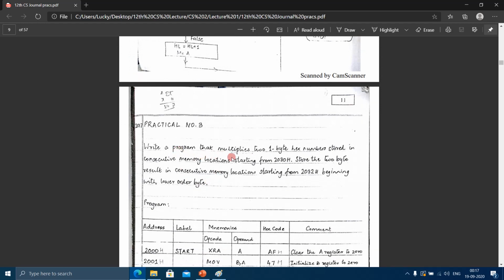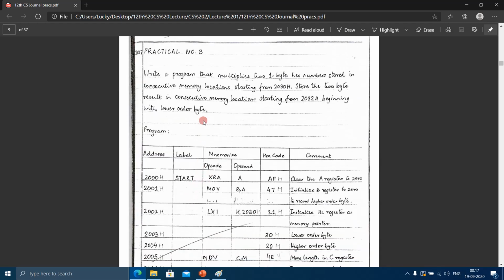Write a program that multiplies two 1-byte hex numbers stored in consecutive memory locations starting from 2030H. Store the 2-byte result in consecutive memory locations starting from 2032 beginning with the lower order byte.